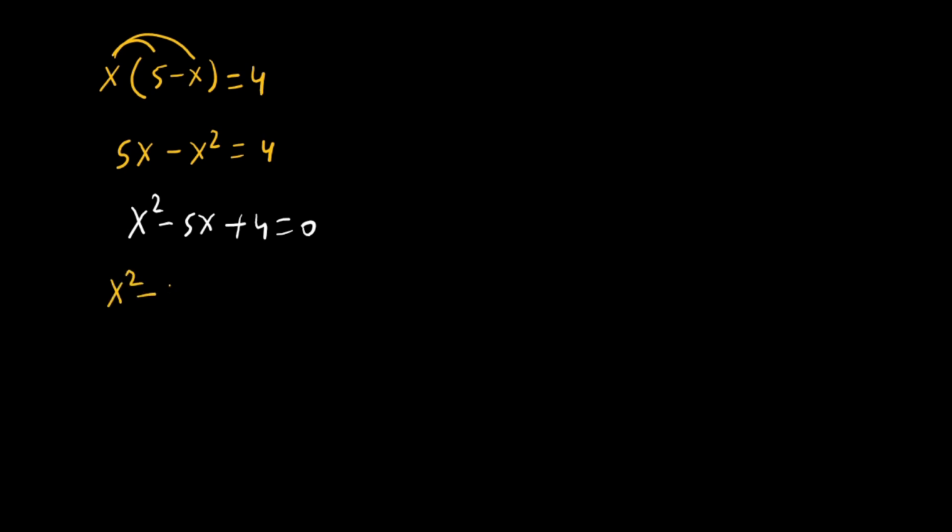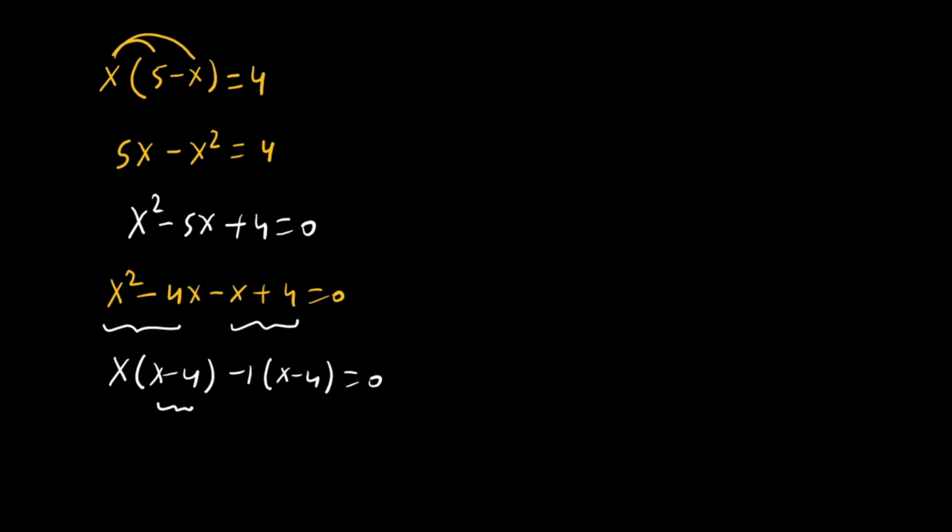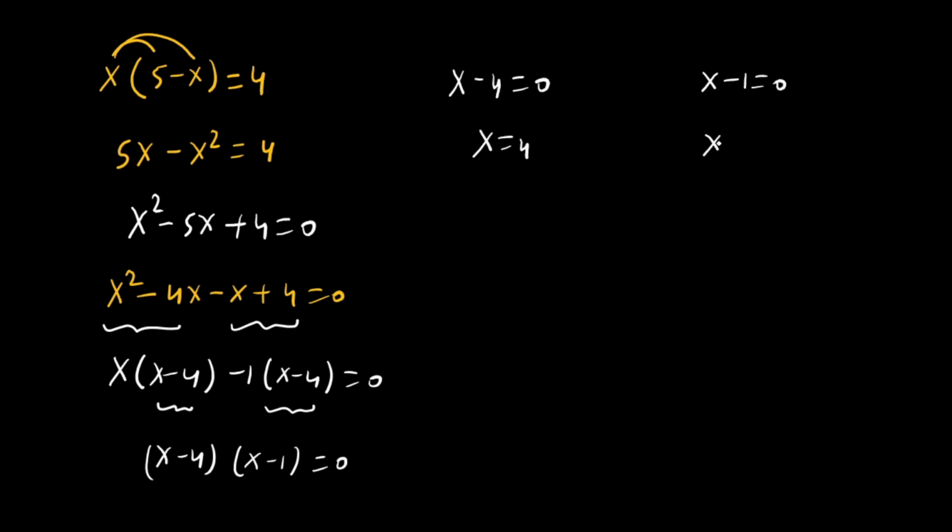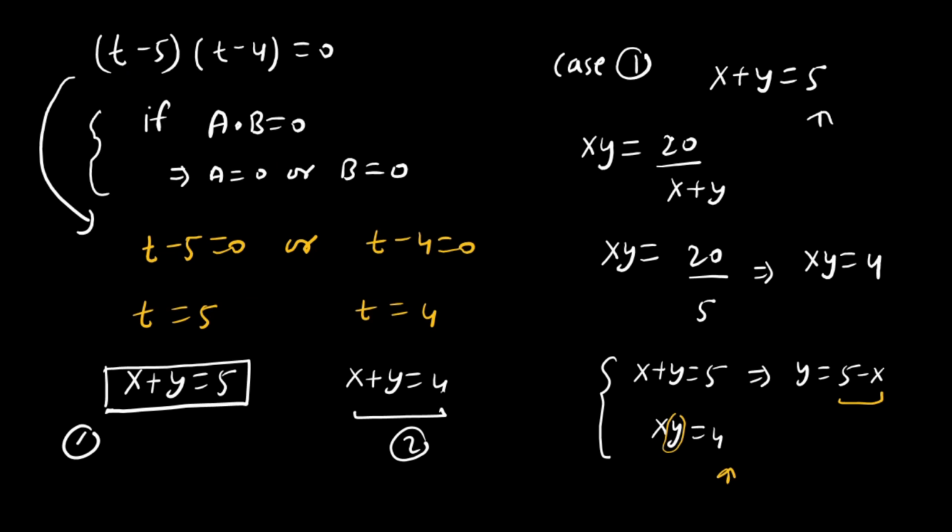x square minus 5 times x is the same as x square minus 4 times x minus x plus 4, equal to 0. If we take common x in these two terms, then x minus 4, and here if we take common minus 1, then x minus 4, equal to 0. If we take x minus 4 as common, then we can say x minus 4 times x minus 1 is equal to 0. Product of x minus 4 and x minus 1 is equal to 0. Then x minus 4 is equal to 0 or x minus 1 is equal to 0. Then the value of x is 4 and the value of x is 1.